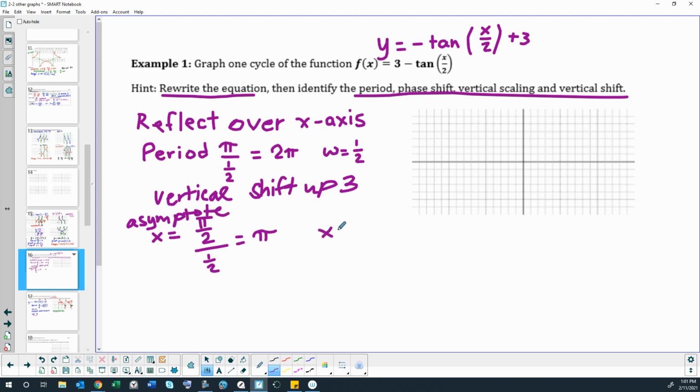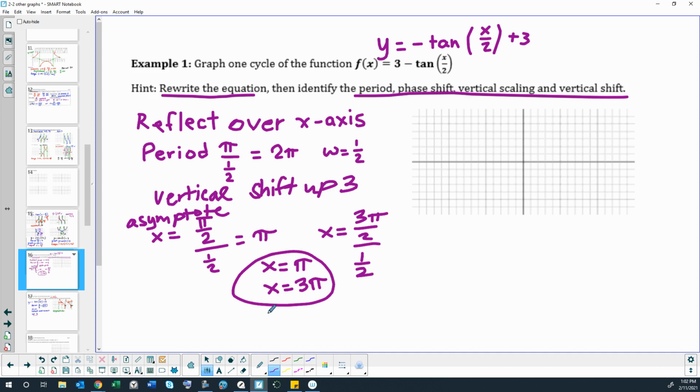And then let's do another asymptote just to make sure we've got this. So there would have normally been one at 3 pi halves, but because we divide that by 1/2, we multiply by 2, and the 2's cancel out. So that's going to be at 3 pi. So we've got asymptotes at pi and at 3 pi. And because the period is 2 pi, our asymptotes are going to repeat every 2 pi, right? So we could write that as pi plus 2k pi if we wanted to give infinitely many values for those asymptotes.